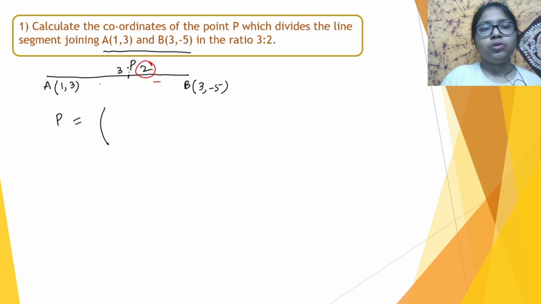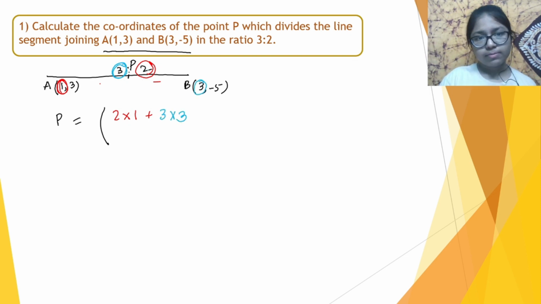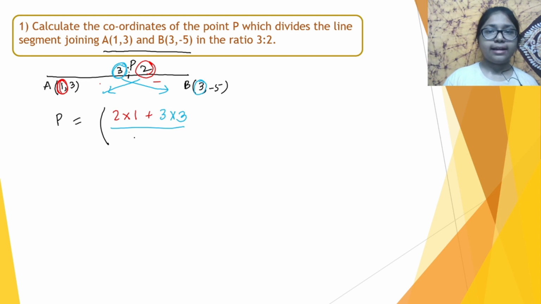Multiply 2. 2 is not on the side AP, so multiply 2 with 1. 2 into 1 plus 3, which is on the side BP, so 3 into 3. That means you have to just cross multiply this with this and this with this. Then add the numerators and denominators of the ratio, that is 3 plus 2. And the y coordinate will be the same.